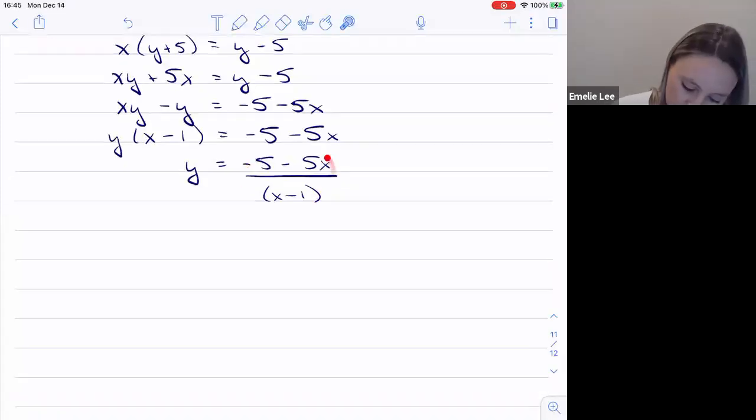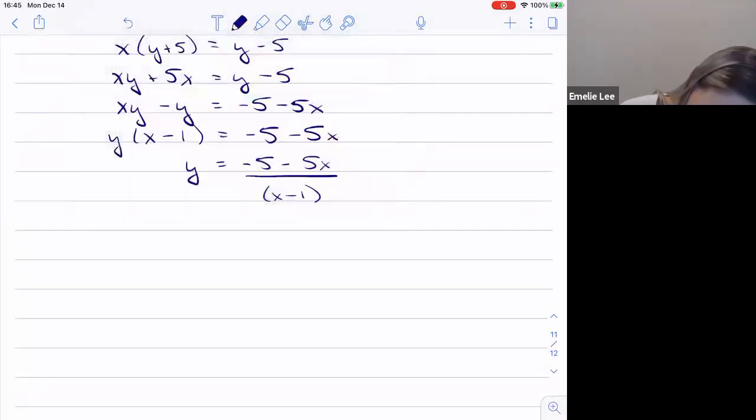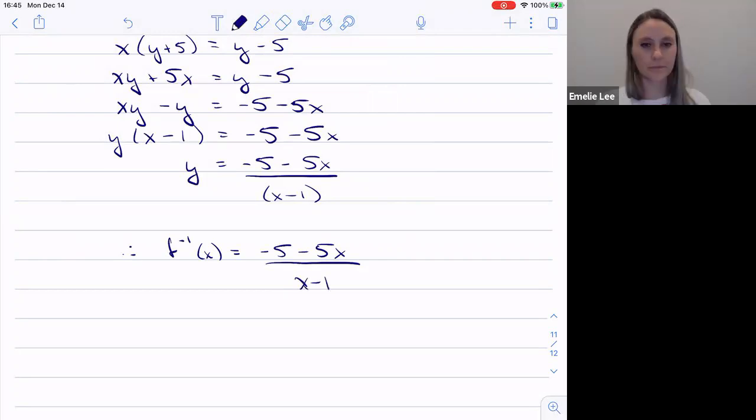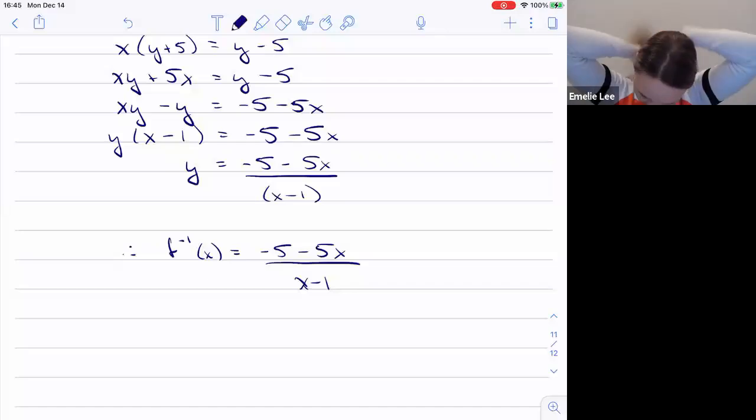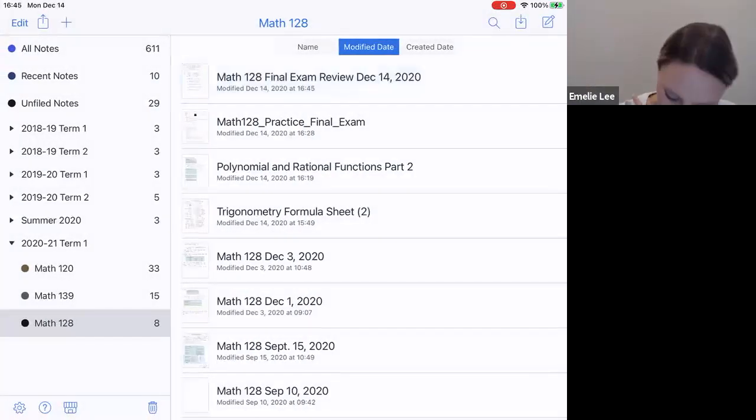And so this is my inverse function. Therefore, f inverse of x is (-5 minus 5x) over (x minus 1). And I'll just do x minus 1. Don't need those brackets. Okay. Got 13a and 14a on the docket. Keep an eye out for questions, but I'm just going to keep going.